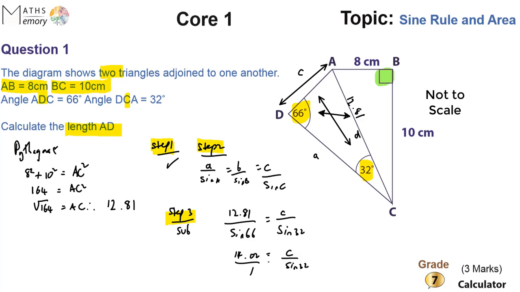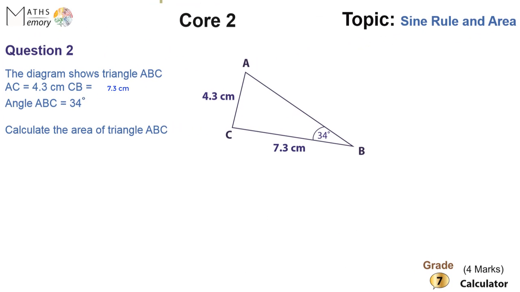Let's cross multiply. Let's do 14.02 times sine 32. So we get an answer. C would equal 7.43 to 3 significant figures. So that's very similar, in fact identical to what we did before in terms of using the 3 steps to use sine rule, but all we've done here is apply it within a Pythagoras theorem at the beginning.